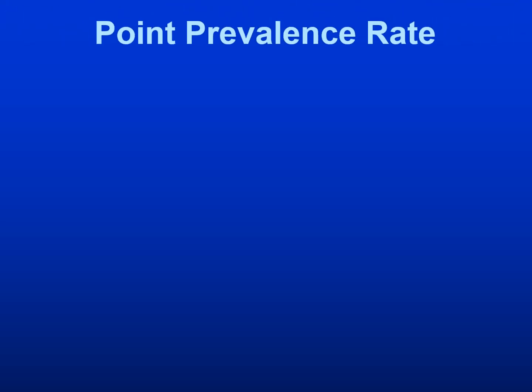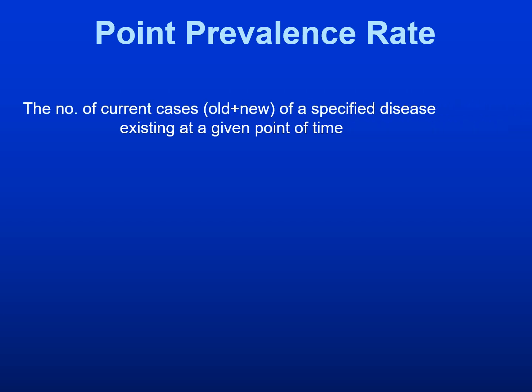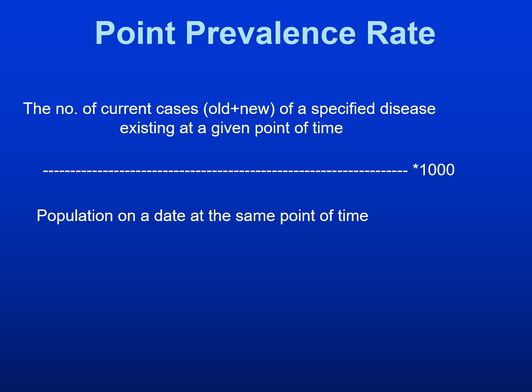Prevalence rate. We have point prevalence rate or period prevalence rate. Point prevalence rate is the number of current cases, either old or new, of a specified disease existing at a given point of time, divided by the population on that date at the same point of time, multiplied by 1,000 or 1 million according to the number of current cases.